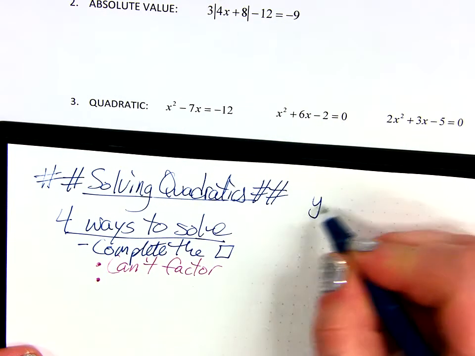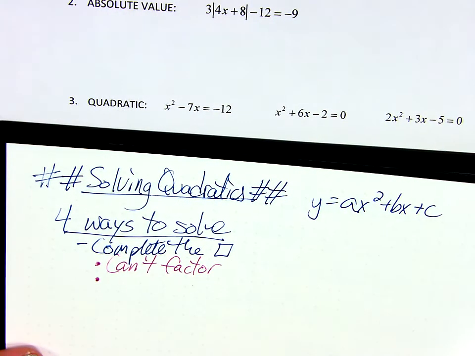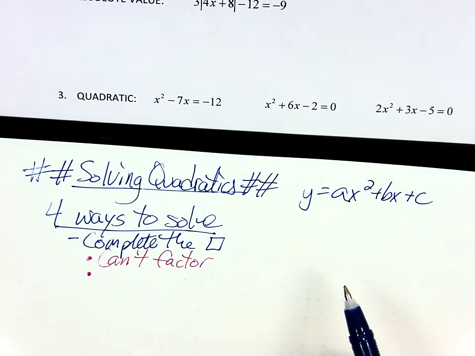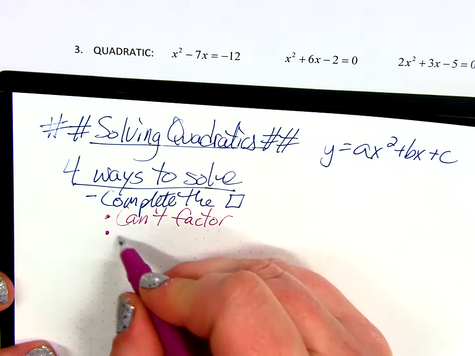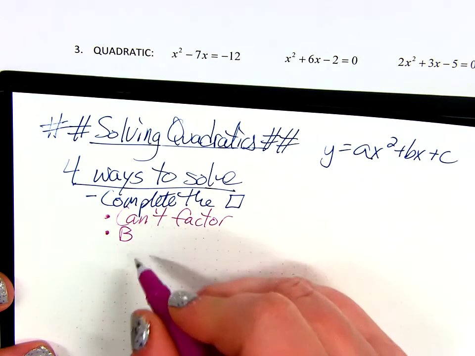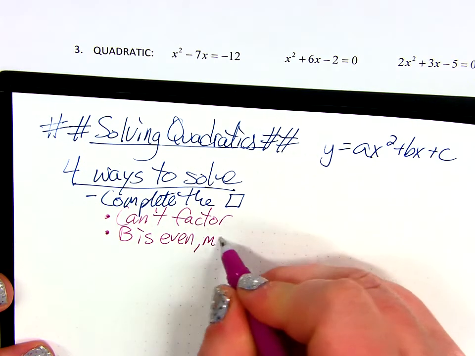Remember, quadratics look like this: ax squared plus bx plus c. So when I'm referring to a, b, and c, it's just the coefficients. If b is a fraction, it's annoying. Yep. If b is even, it makes your life so much easier. You still can complete the square, but then you're going to have to deal with fractions, and who wants that? Nobody. So if b is even, it's a good idea. B is even makes it easier.